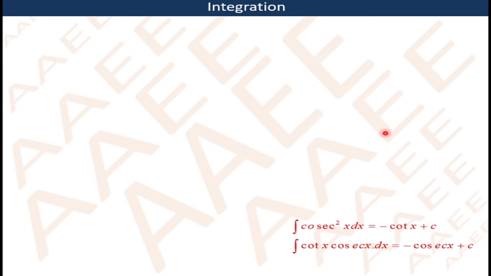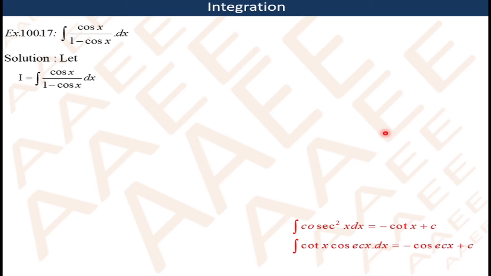Next sum. In the next sum, we will need integration of cosec square x dx is equal to minus cot of x plus c, and integration of cot of x cosec of x dx is equal to minus cosec of x plus c. So the first sum, it is sum number 17, page number 100, integration of cos of x upon 1 minus cos of x dx. Solution, let I is equal to integration of cos of x upon 1 minus cos of x.